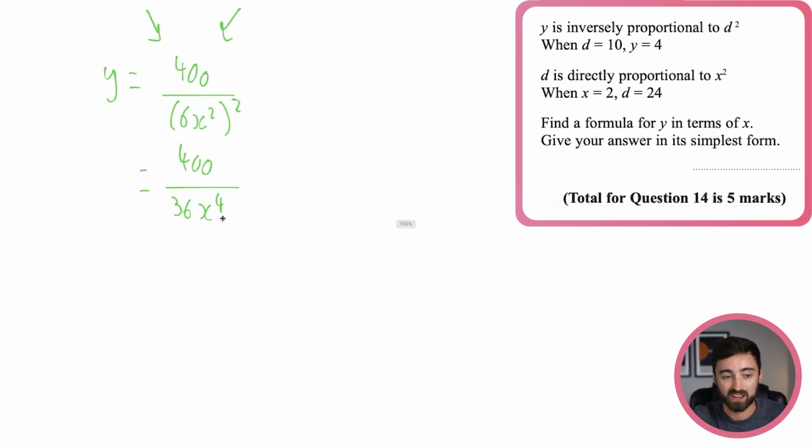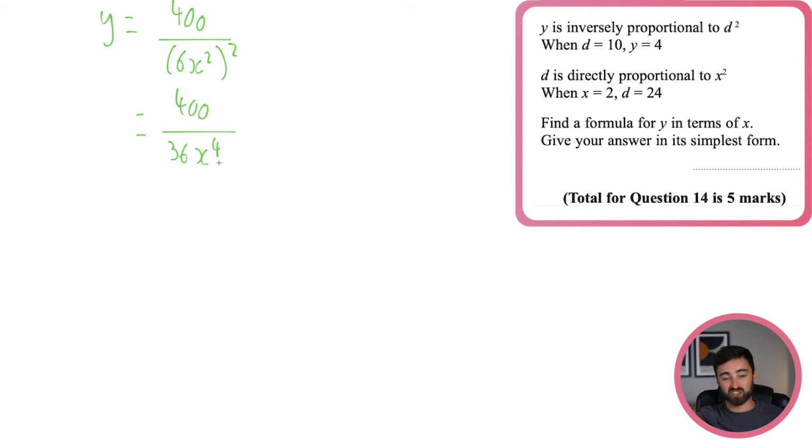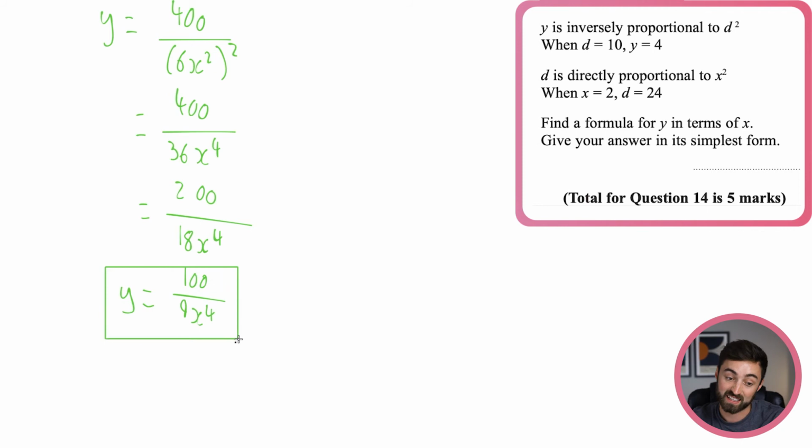We now cancel. I think the easiest way is I just look for factors of 2, right? If they're both even, just keep dividing them by 2. If you're cleverer than me, you might be able to find a better factor, like 4 goes into both of them, whatever. Just go for 2s, right? It's simple. So 400 over 2 is 200. 36 over 2 is 18. We can go again because they're both even. 200 over 2 is 100. 18 over 2 is 9. Do we have any other common factors? I don't think we do. Factors of 9 are basically 3. 3 doesn't go into 100. So I'm happy with my final answer as y is 100 over 9x to the 4.